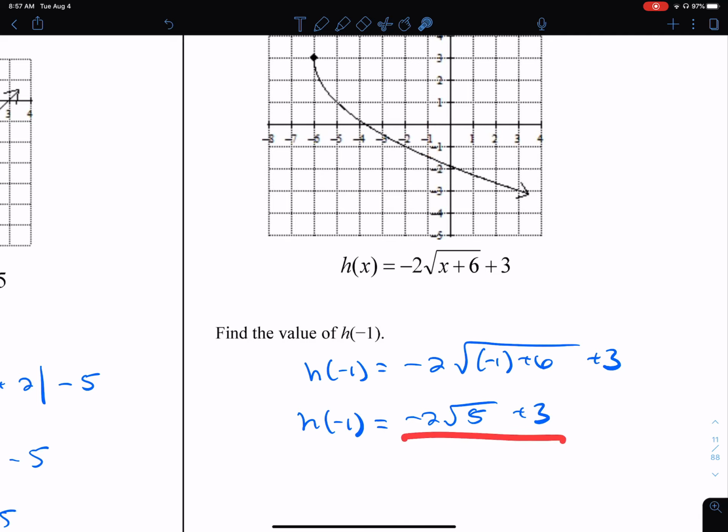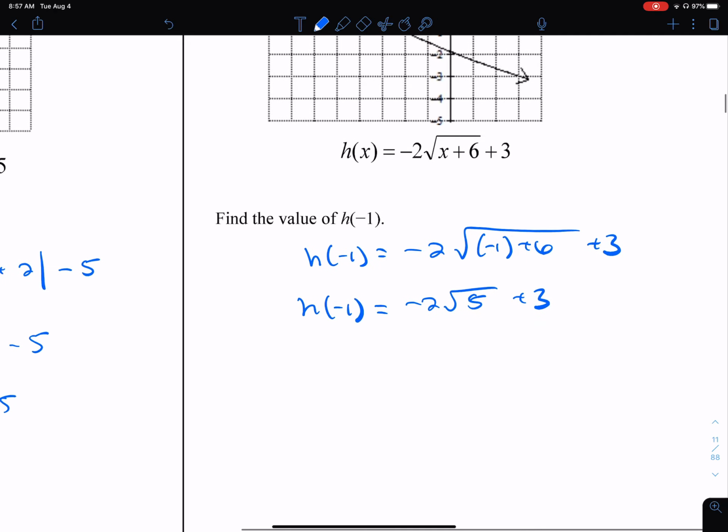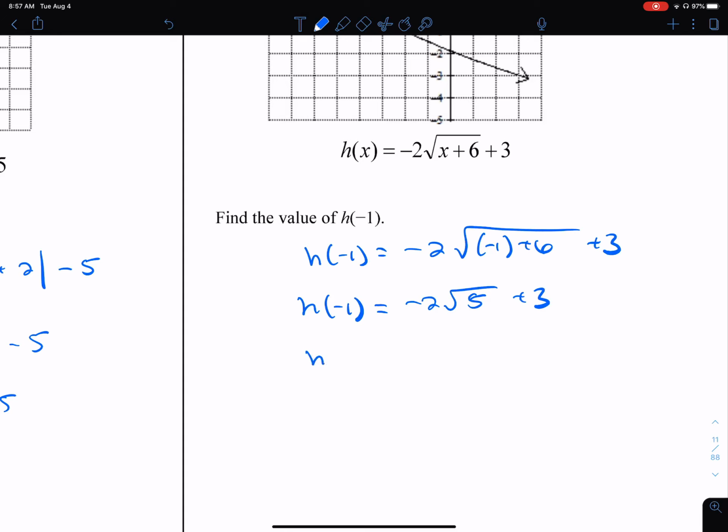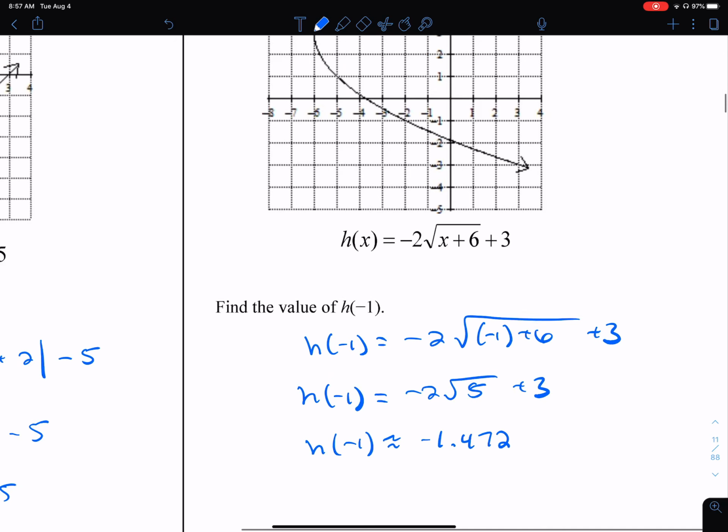You put this in your calculator, put it in all at once. In this class, we will always round to 3 decimal places. I cannot think of any exception to that. Should get -1.472. Can't tell for sure, but it sure looks like that could be -1.472. So that checks out.